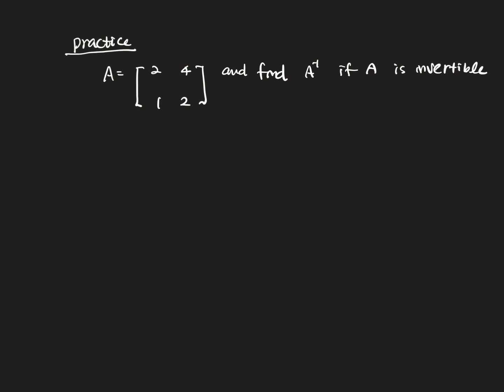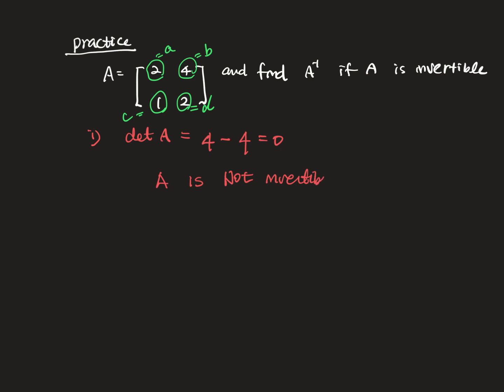Did you find the inverse matrix? Let's check the determinant of A. You see this one is A, this is B, this is C, this is D. So the determinant of A is AD minus BC, 4 minus 4 equals 0. What are you going to say? The determinant of A being 0 means A is not invertible. So we cannot find the inverse matrix. All right, so in the next video we're going to find the inverse matrix of a general matrix.